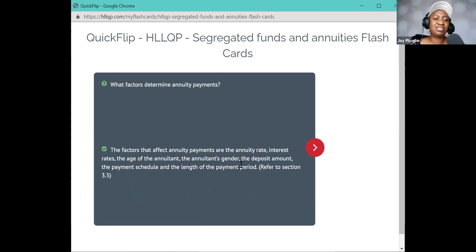The age of the annuitant, yes. Gender. Do you know why gender counts? Statistics show that women live longer than men. And because women live longer, they receive lesser payment because they have to stretch their money, especially if it's a life annuity. You understand? Then the amount to deposit also.